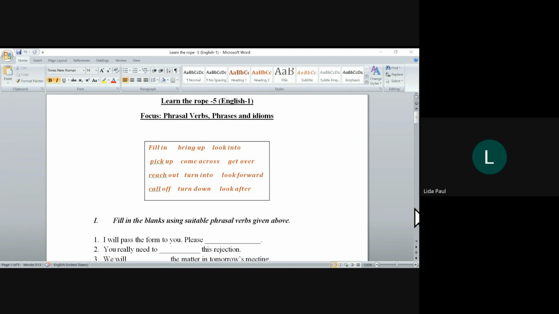Yes, Prithvi, any question? Yes, ma'am. In the sentence, I came across a sweet vendor, can we say it as I met a sweet vendor? But that is a simple verb. No, it is not a phrasal verb.